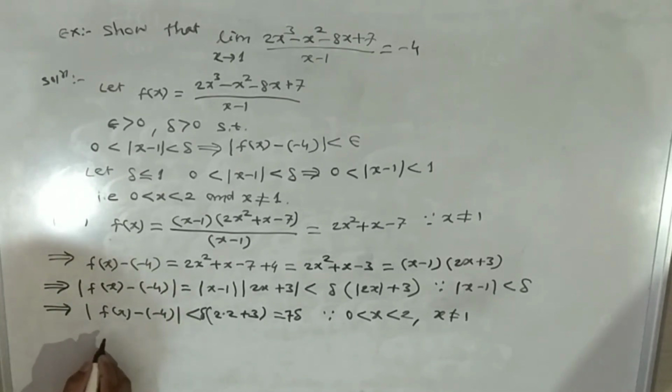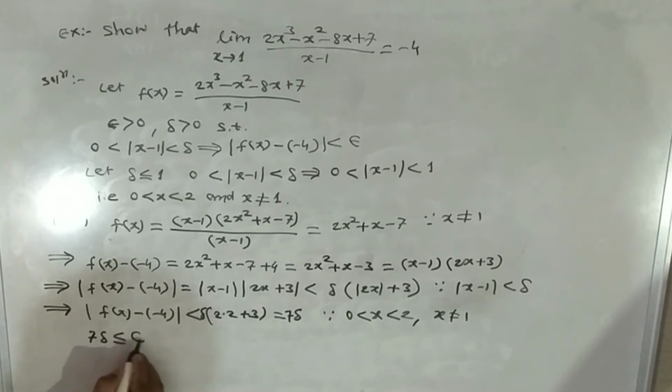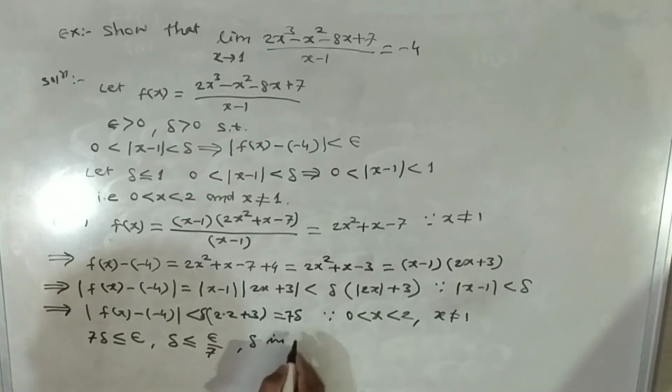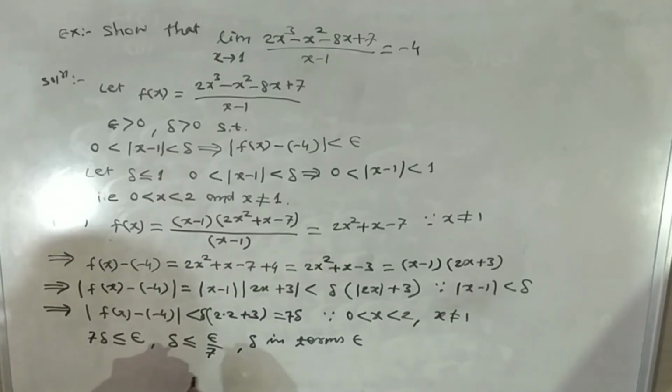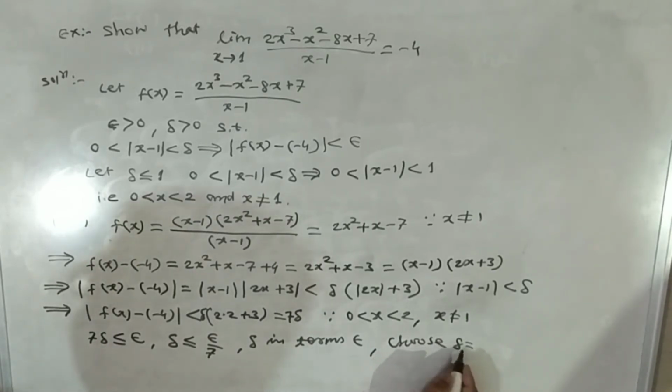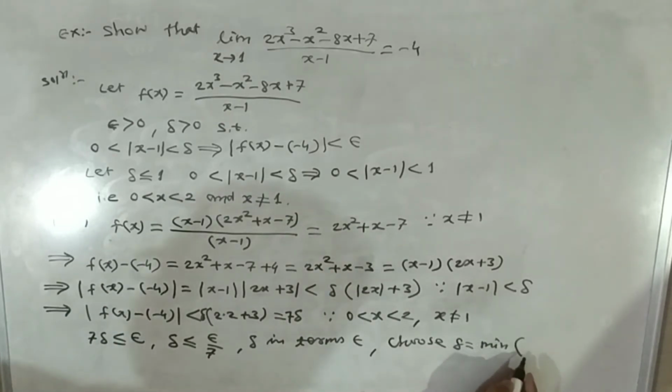If 7 delta is less than or equal to epsilon, then this delta is less than or equal to epsilon by 7. And thus delta is obtained in terms of epsilon. Choose delta is equal to minimum of 1 and epsilon by 7.